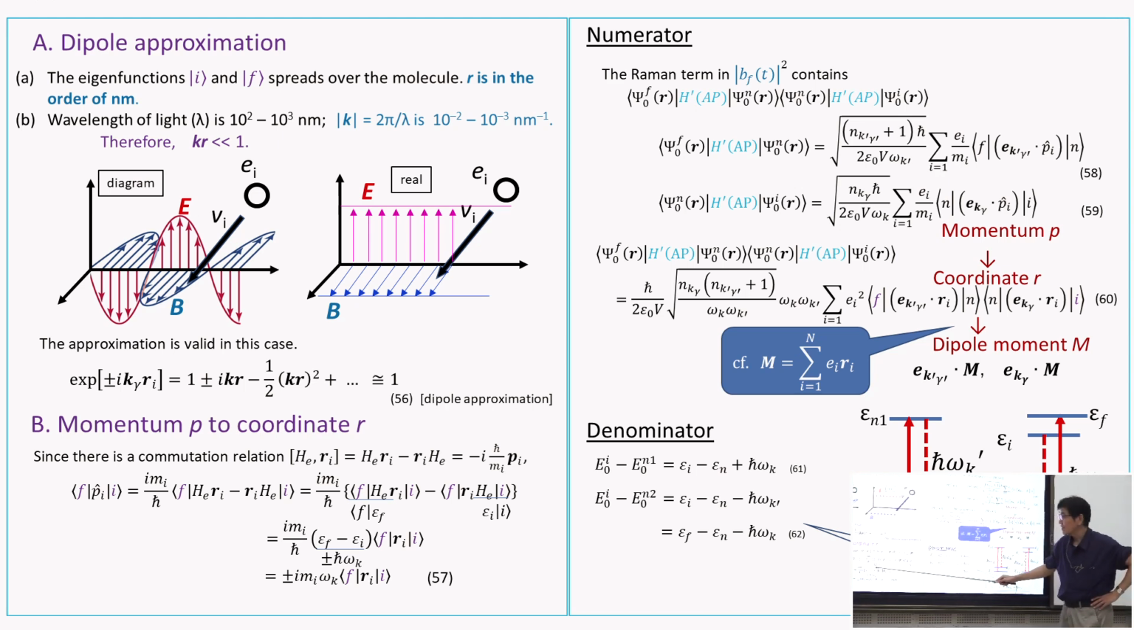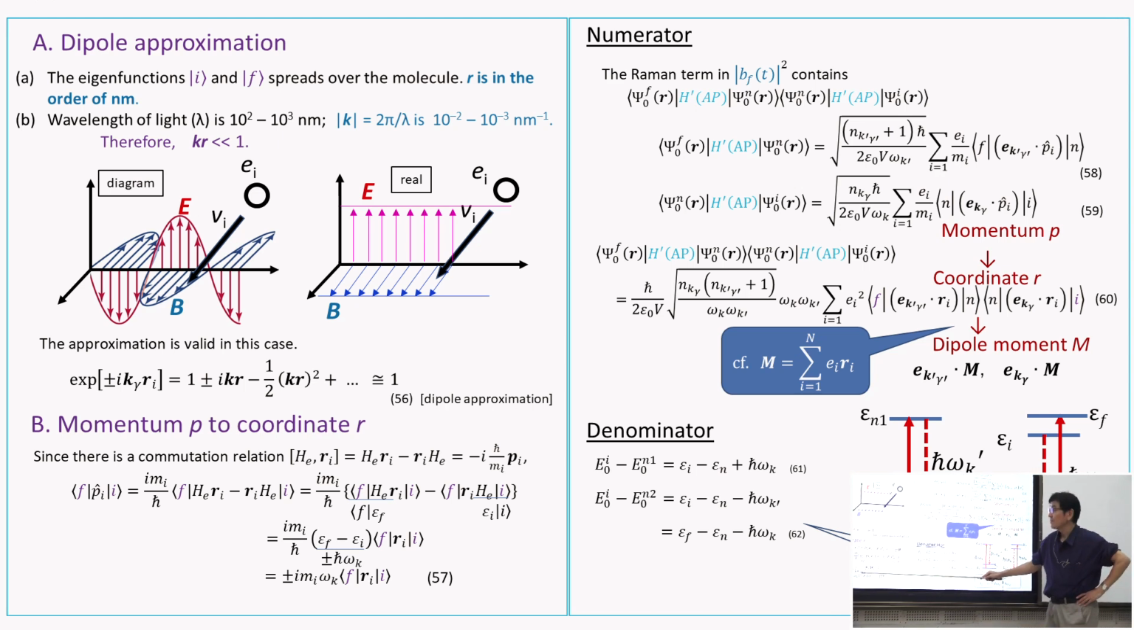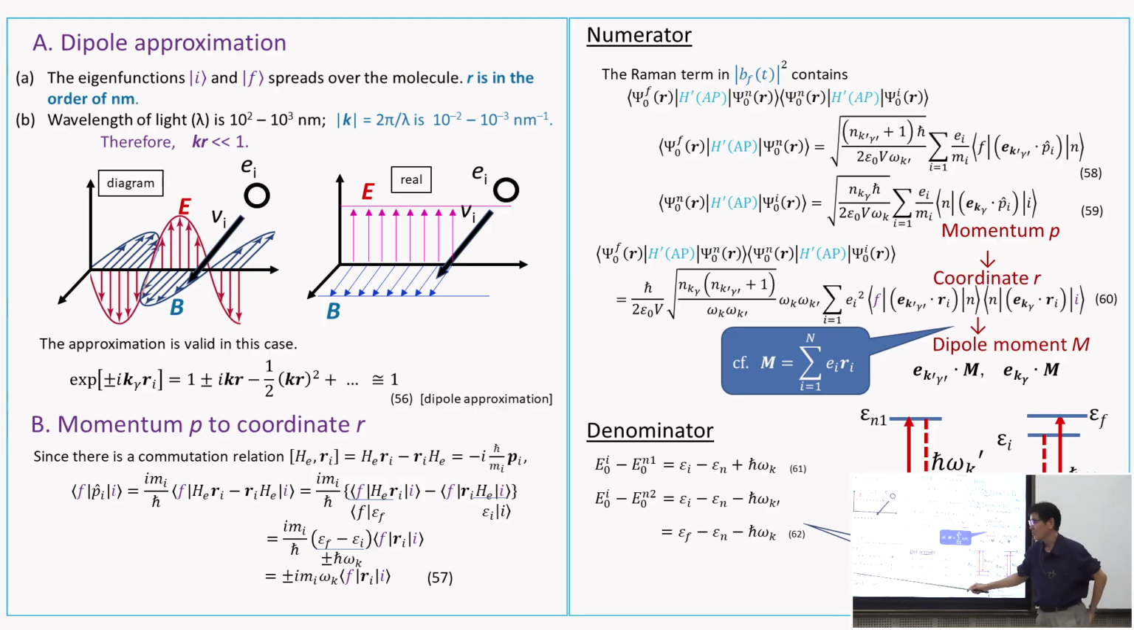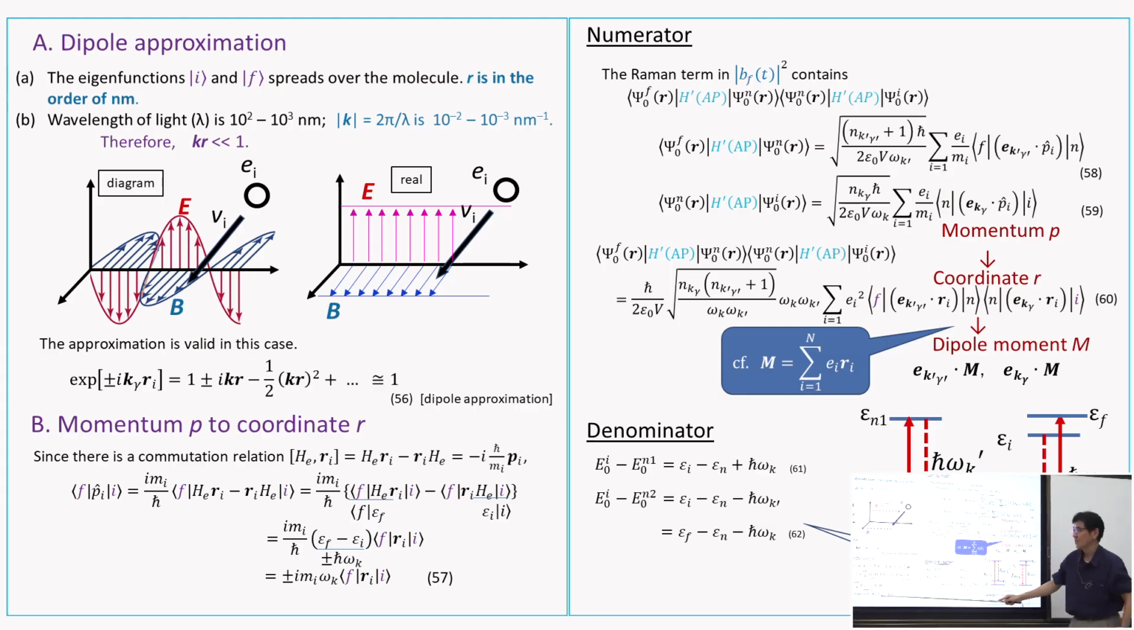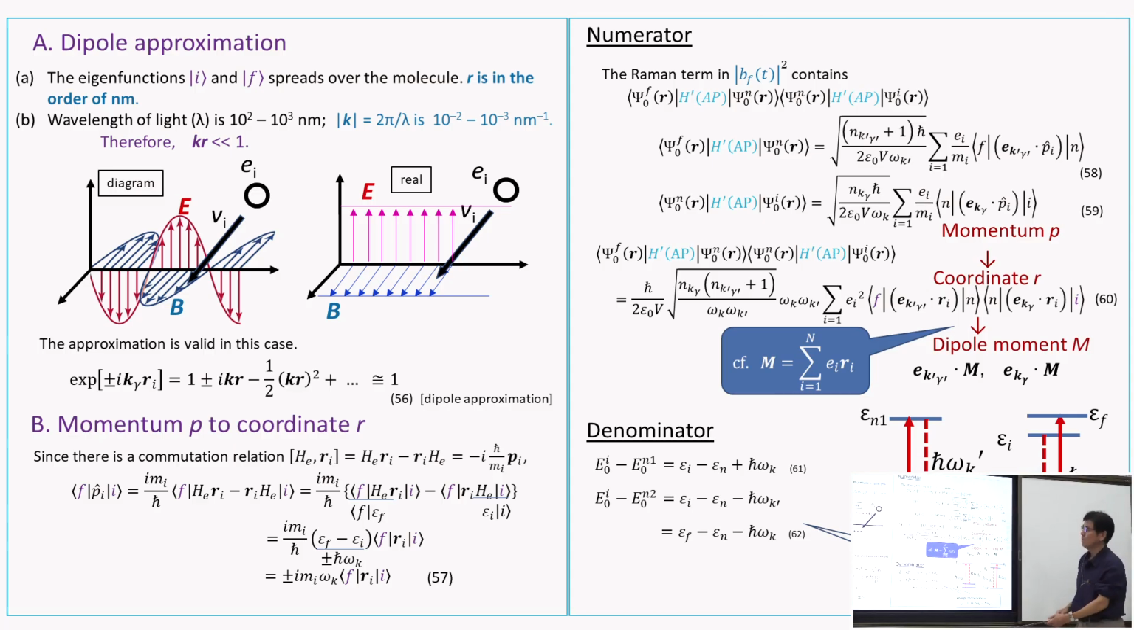And this is replaced with h bar omega k. So it's possible to replace the momentum operator with an expression containing the coordinate R. Please understand the idea, and we use this convenient relationship for further derivation.